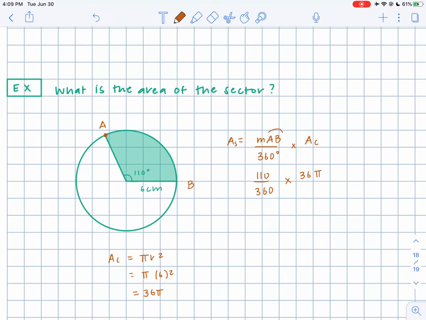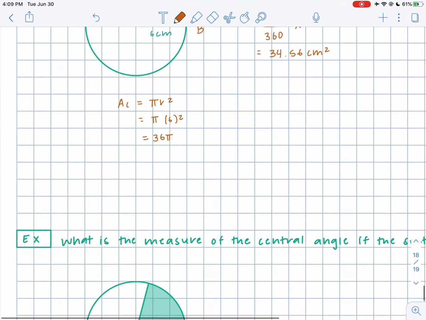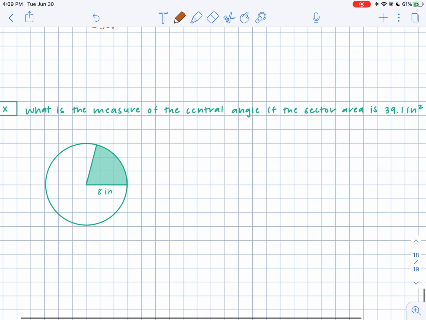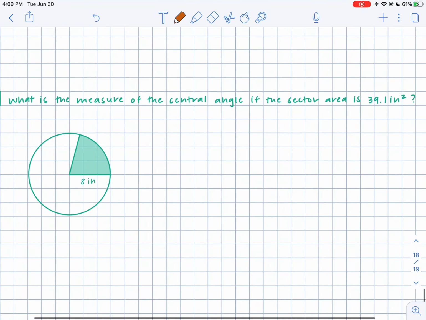And if we use our calculator, we should get that the area of the sector is 34.56 centimeters squared. Why is it squared? Because it's area. Okay, so that's our answer. Now let's look at a somewhat more challenging question. What is the measure of the central angle if the sector area is 39.1 inches squared?